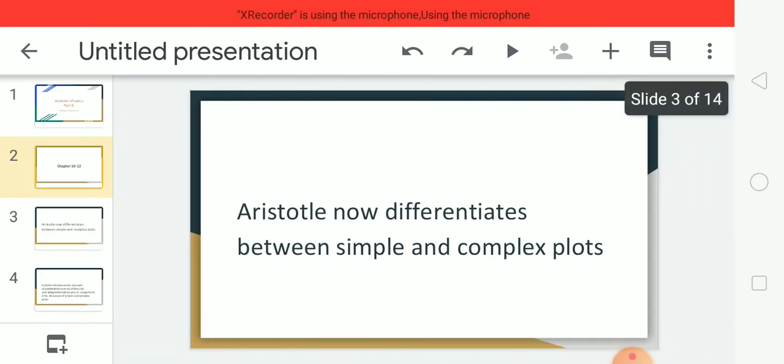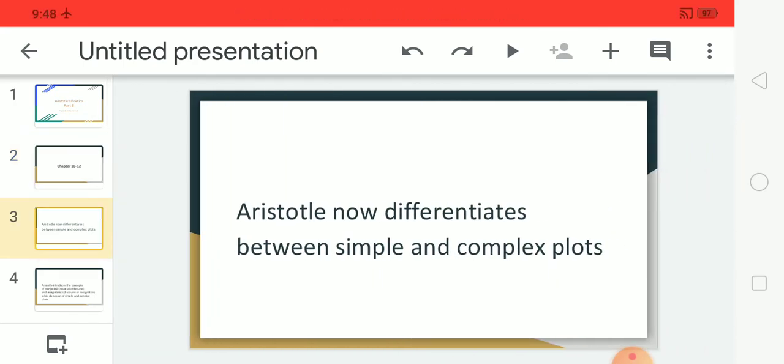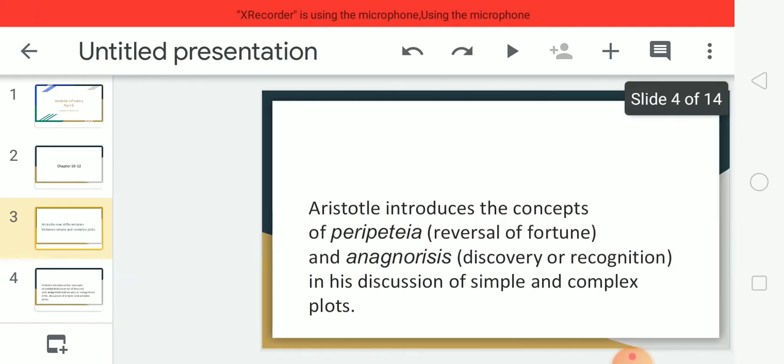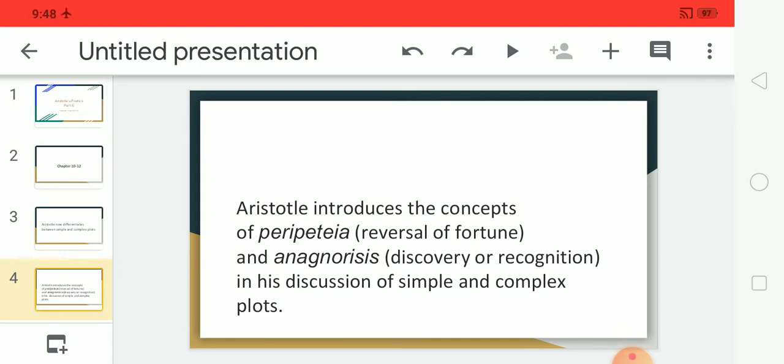Now in this lecture, we are going to discuss types of plots, that are simple and complex plots. So Aristotle differentiates between simple and complex plots. Aristotle introduces the concepts of peripety, that is reversal of fortune, and anagnorisis, that is discovery or recognition, in his discussion of simple and complex plots. We have already discussed the terms peripety and anagnorisis. Peripety is the reversal of fortune and anagnorisis is the discovery or recognition of some fact.